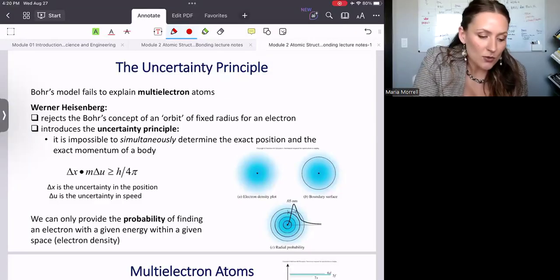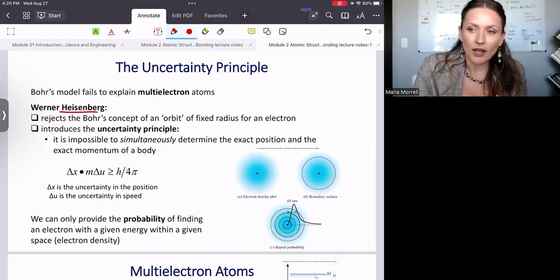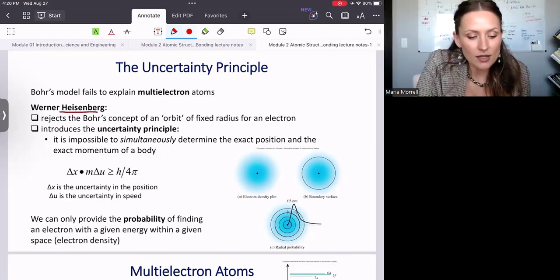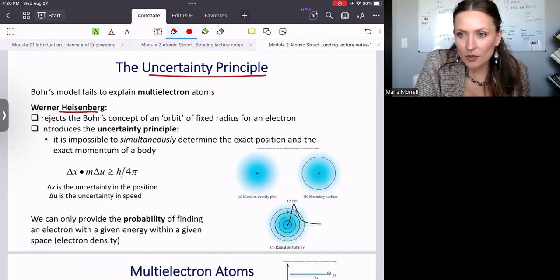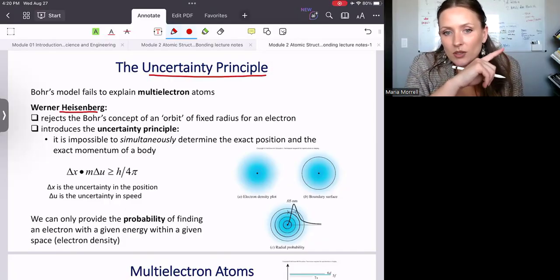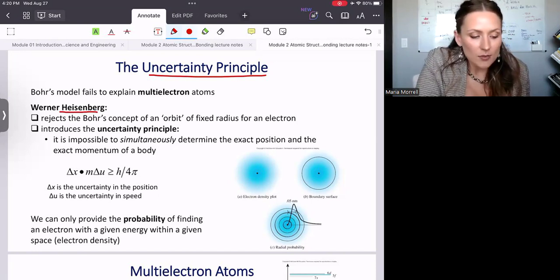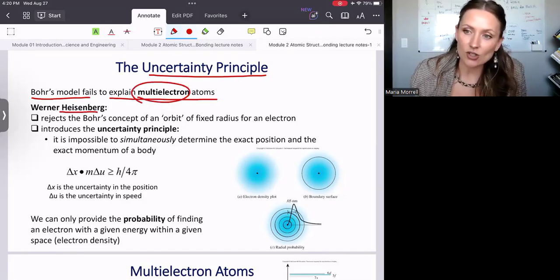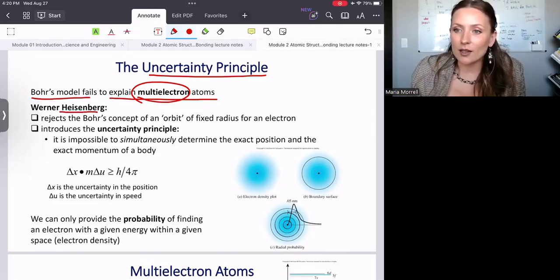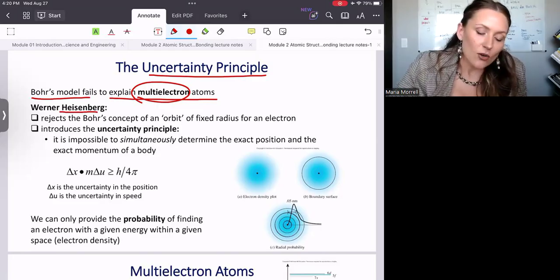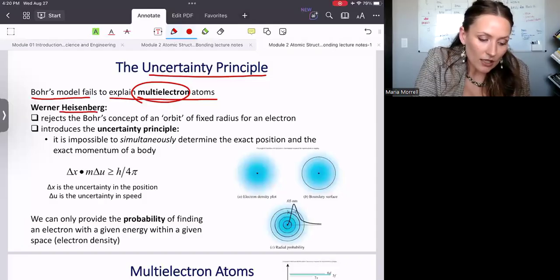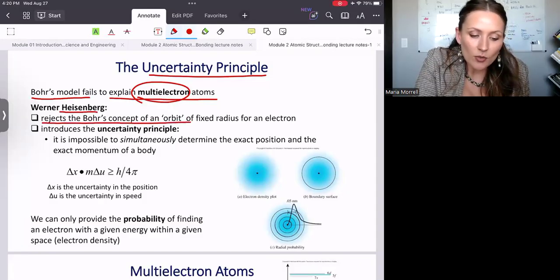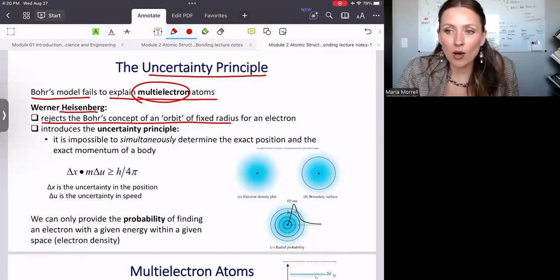This brings us to Heisenberg. And I'll keep it very short. What he does is that he comes up with the uncertainty principle. And why this uncertainty principle is important is because Bohr's model fails to explain multi-electron atoms, right? And multi-electron atoms, as I just explained, are every element except hydrogen, right? So Heisenberg first rejects Bohr's concept of an orbit of fixed radius for an electron. It's pretty ballsy, but that was a very, very important discovery.